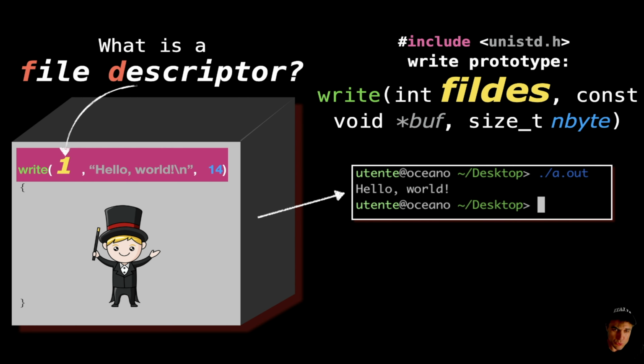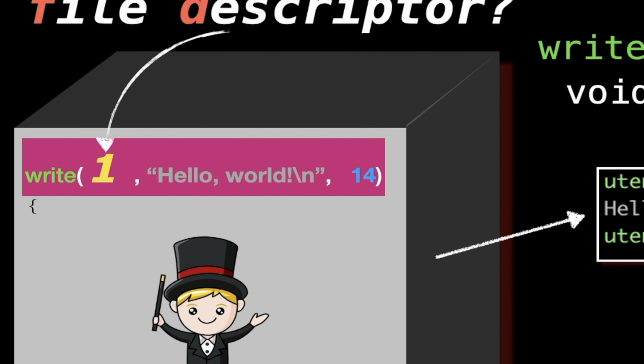By now you know very well the write system call. This is a function that is able to print some bytes in a specific file. We usually use the file descriptor 1, which is the number of the standard output by default. So here we have write 1 hello world and 14.